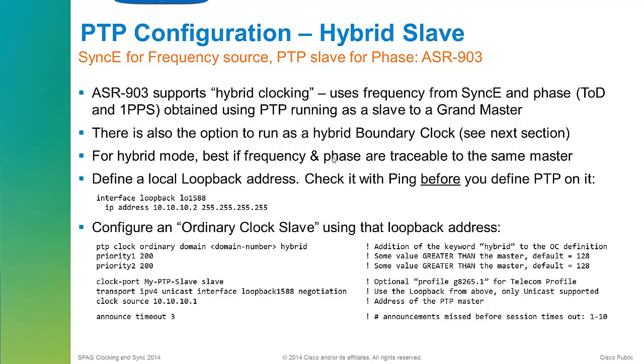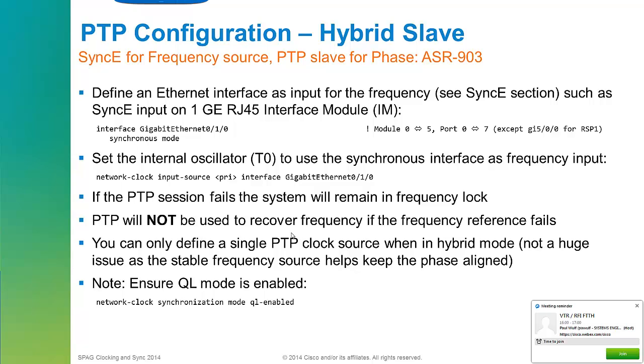903 also supports it, again exactly the same, hybrid. You have a clock source, and you can have multiple clock sources similarly. So hybrid slave is very much the same as slave, only with the addition of the keyword hybrid and the ability to define a synchronous Ethernet input. The way you do that is, on a 903, interface synchronous mode, and then you define the network clock input source, interface 0/10 in this case. This is exactly the same as just doing a synchronous Ethernet input.